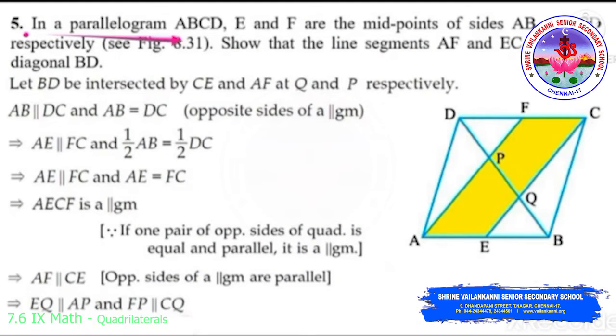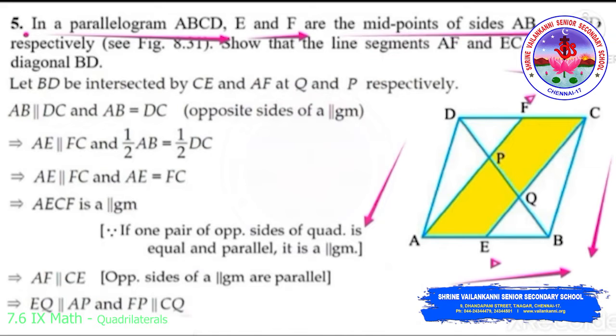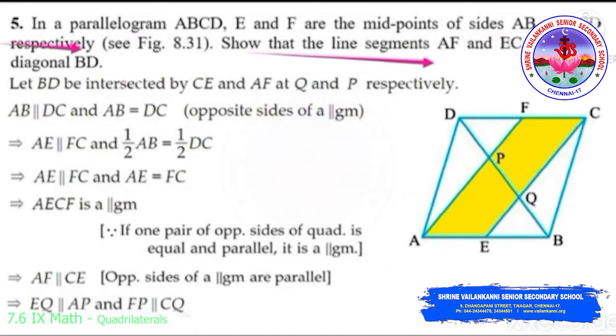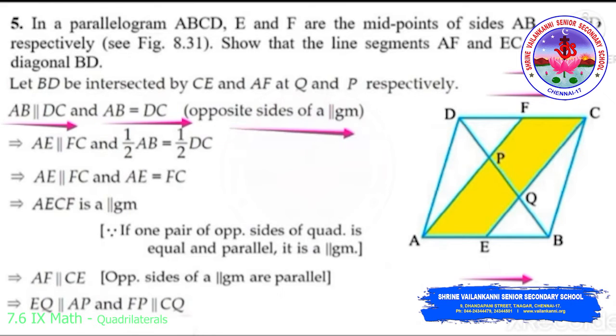Fifth problem. In a parallelogram ABCD, E and F are the midpoints of the sides AB and CD. Show that the line segments AF and EC trisect the diagonal BD. Coming to the solution, let the diagonal BD be intersected by the line segments CE and AF at Q and P respectively. Since ABCD is a parallelogram, the opposite sides are equal and parallel. So AB is parallel to CD and AB is equal to CD, opposite sides of the parallelogram.